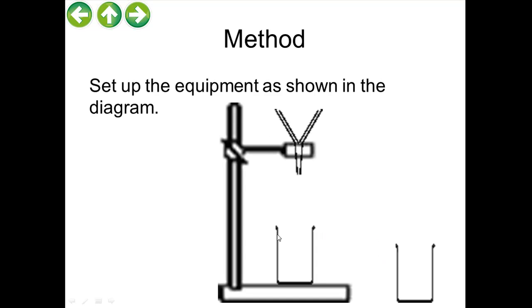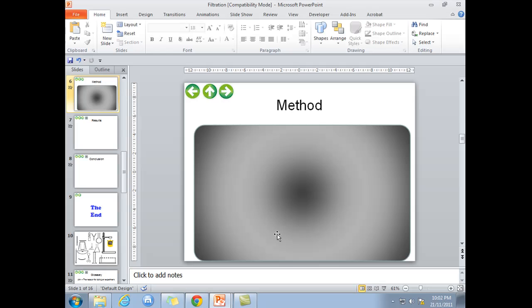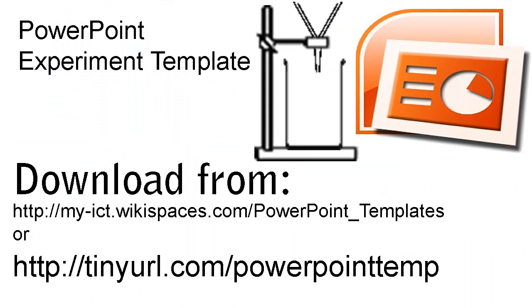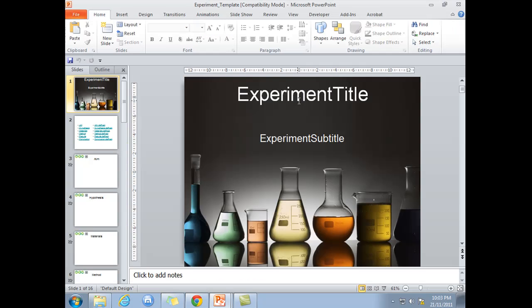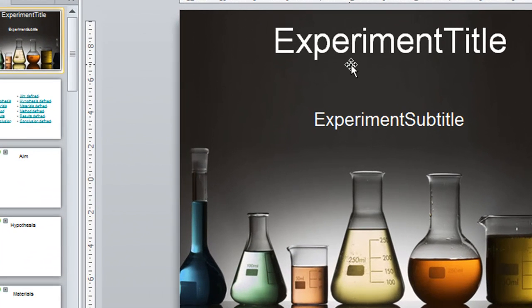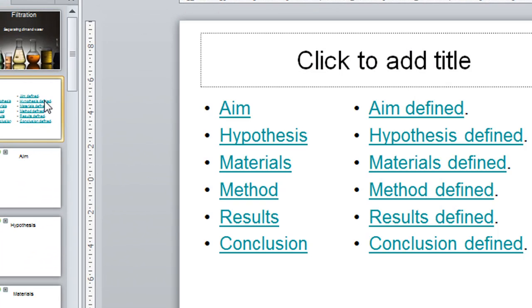So let me show you how you'd actually create something like this using the template. First of all, you download it here. When you do, it'll look something like this. The first slide is where you input your title and a subtitle, just like that. The second slide contains all of these links and they're already set up for you, so you don't need to touch this slide at all.